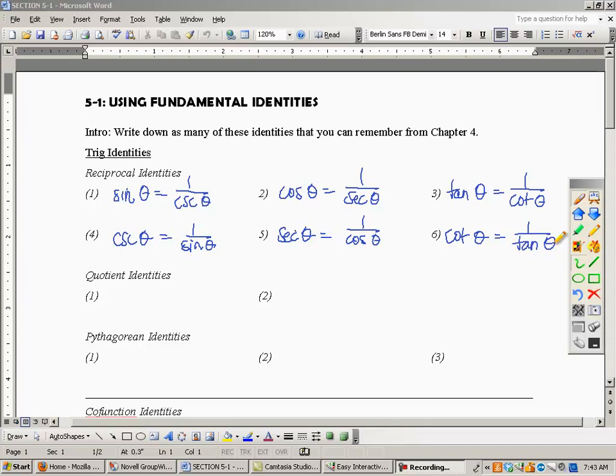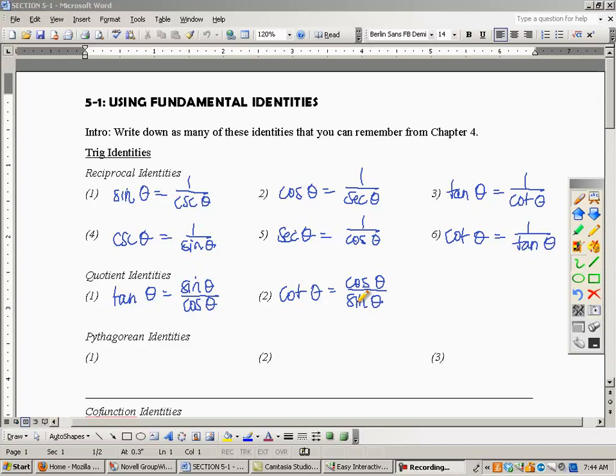The second group is the quotient identities, and we use these most of the time for our unit circle work. The first one was that the tangent is the sine over the cosine. And again, we use this to evaluate exact trig values on our unit circle. For example, the tangent of 30, the tangent of 60, things like that. We also did the cotangent, which, since it's the reciprocal of the tangent, is cosine over sine. And again, these are the ones we've used the most often.